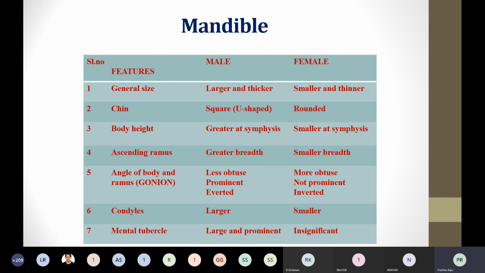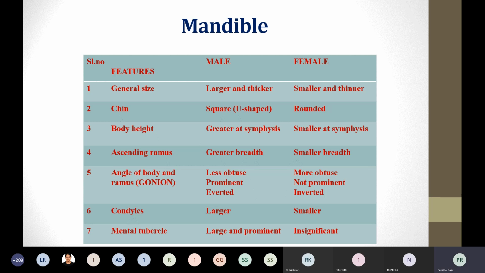And ascending ramus, it has a greater breadth in males and a smaller breadth in females. So what does it mean? Ascending ramus is nothing but, you have the body and you have the ramus. So this ascending ramus has a greater breadth in males and a lesser breadth in females.